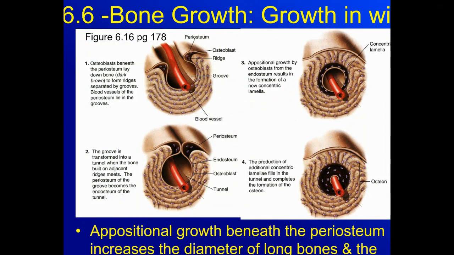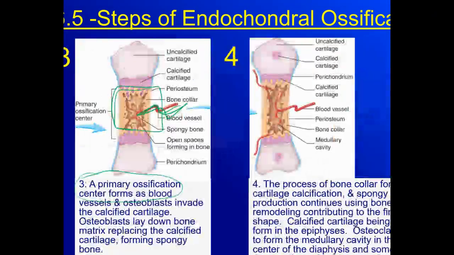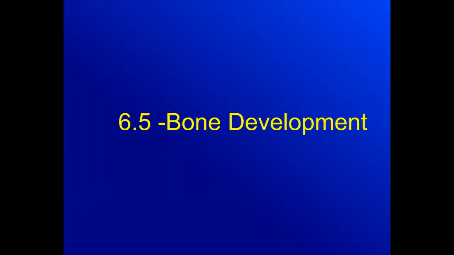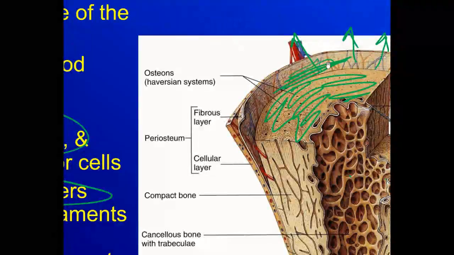Now, appositional growth. I'm going to go back for a second. I want to show you something again to remind you of something. So when we talked about the periosteum, I pointed out all of these blood vessels here on this outer lining, right?